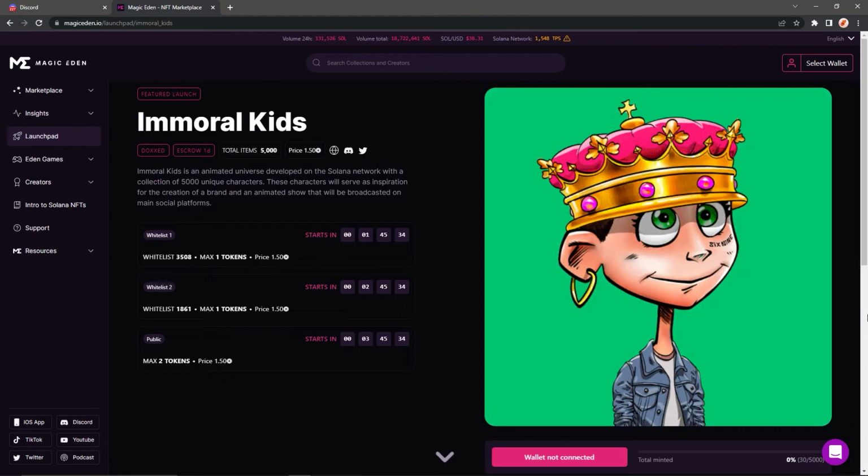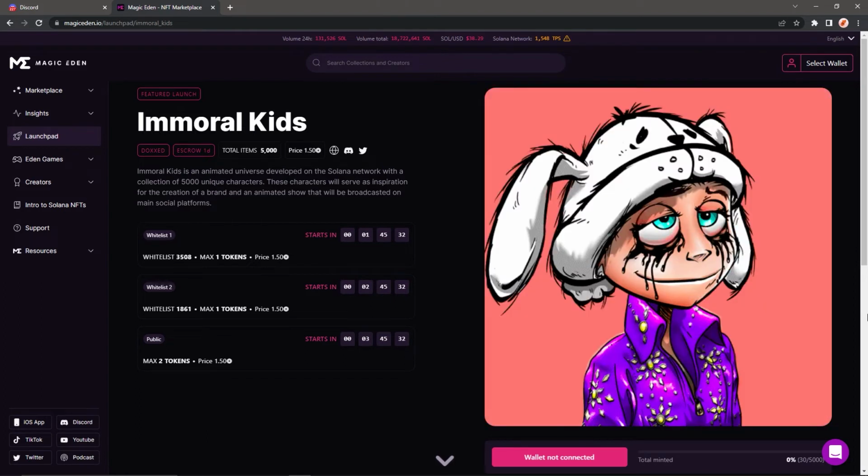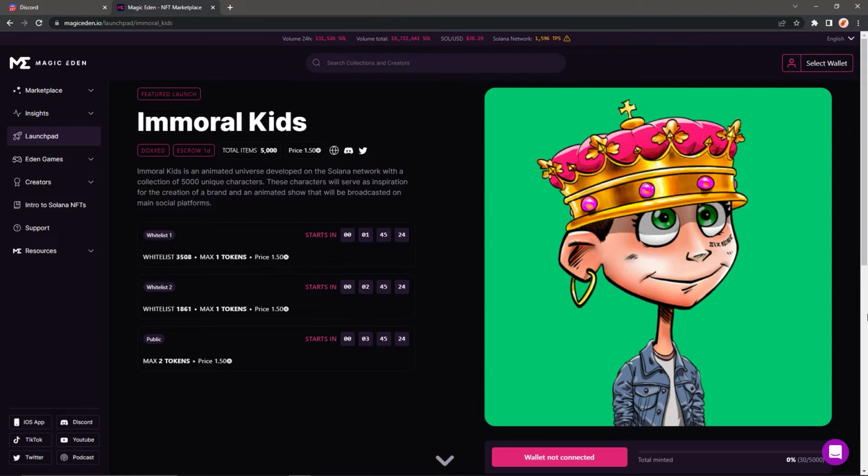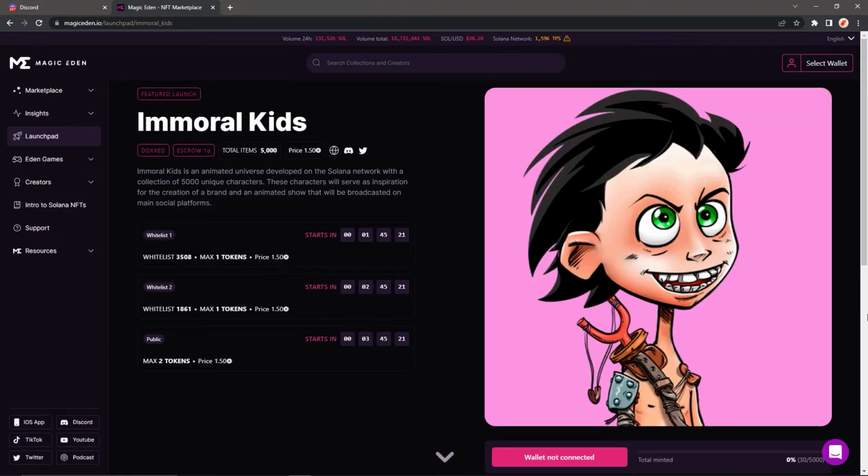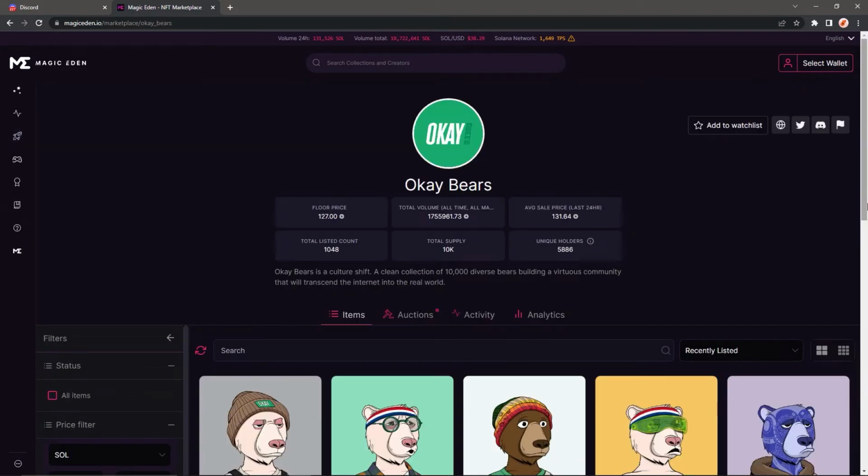Whitelists allow you to buy an NFT for a cheaper price than its public price. And one of the biggest examples for this is OK Beers. Whitelisted members got their OK Beers for 2 Solanas, and you can see the floor price is now 127 Solana as of now. So after learning all these facts, how to get whitelisted?